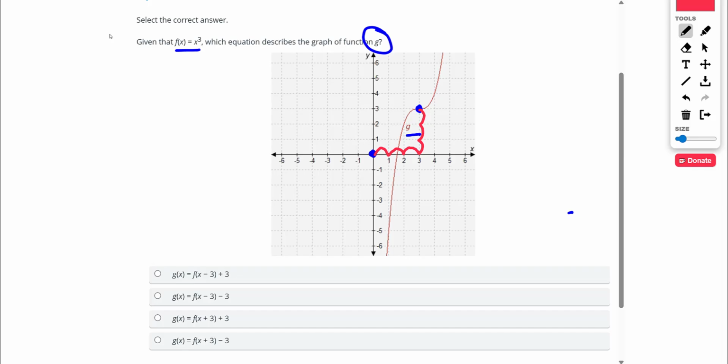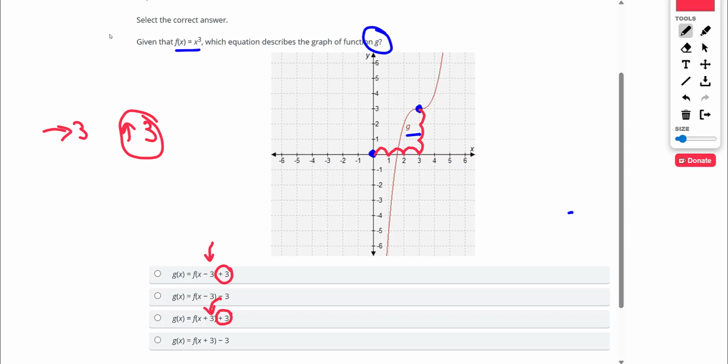So if you know your shift rules, you know right off the bat what the correct answer is. Most students are pretty good. So again, we're looking for right 3, up 3. Most students know that this outer number shifts the function vertically, and since we're going up 3, we want it to be a positive 3. The number on the inside shifts a graph horizontally. So a minus 3 or a plus 3.